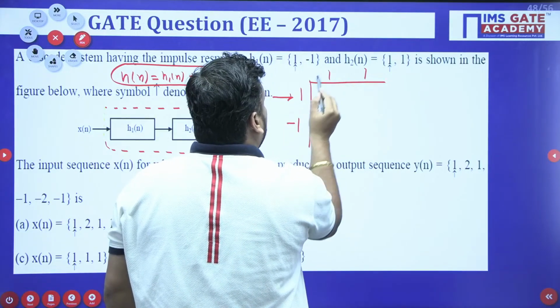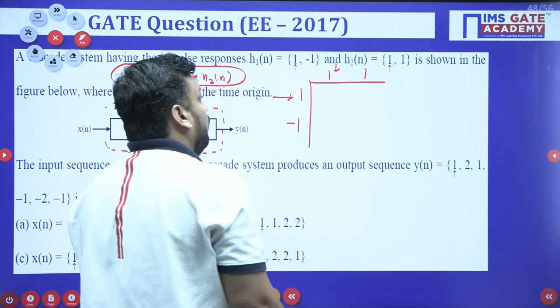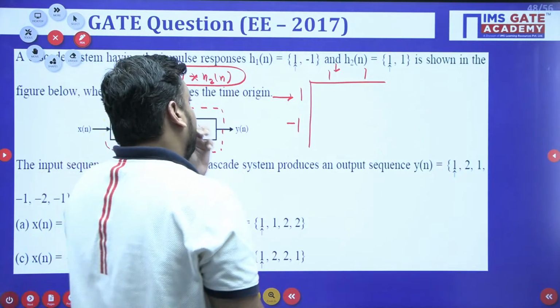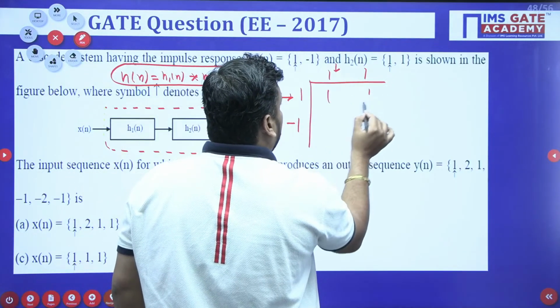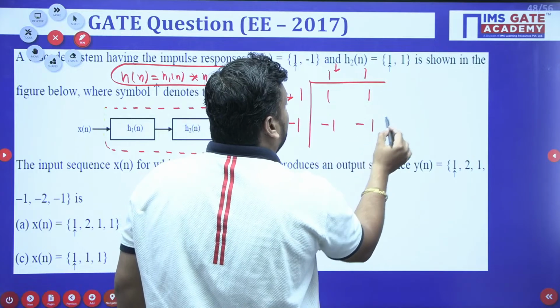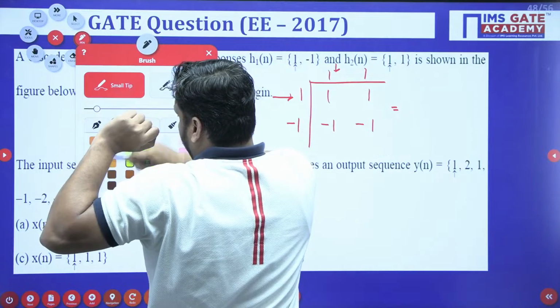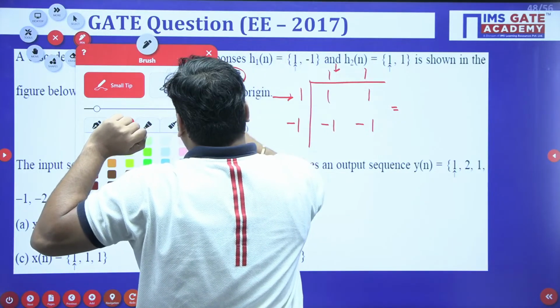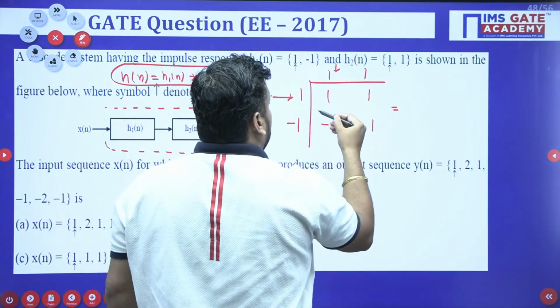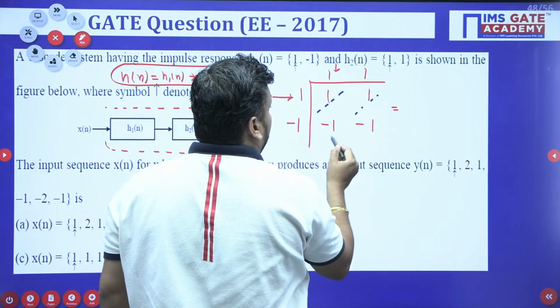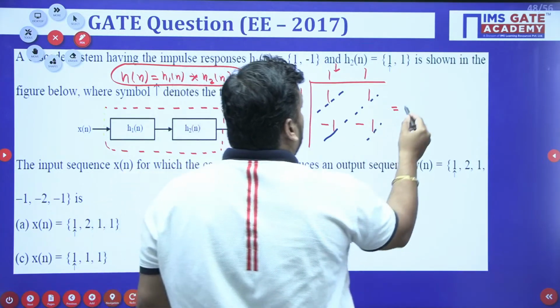Here is the arrow, and here is also an arrow. 1 or 1, 1 or minus 1. When I multiply, I get 1, 1, and minus 1, minus 1. Now add it diagonally, guys. When you add it diagonally, what do you get?